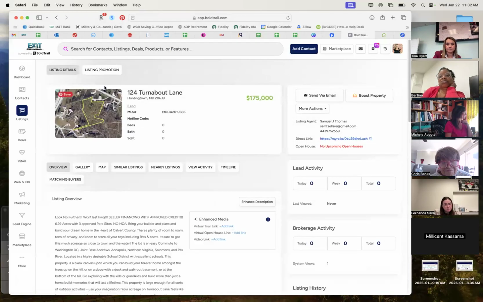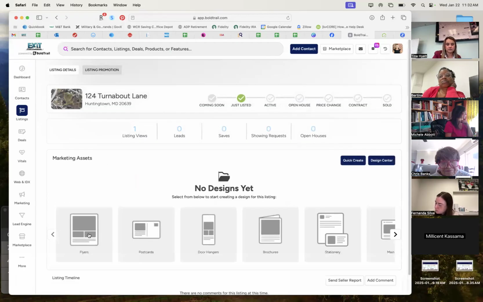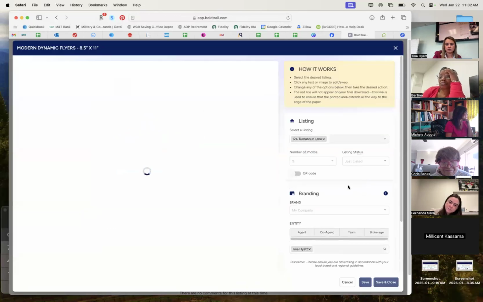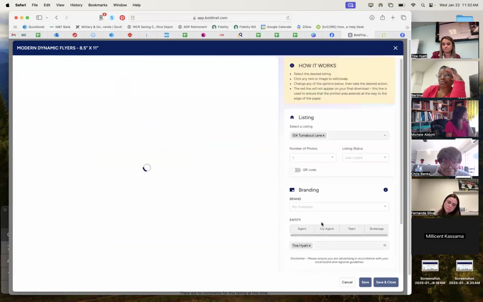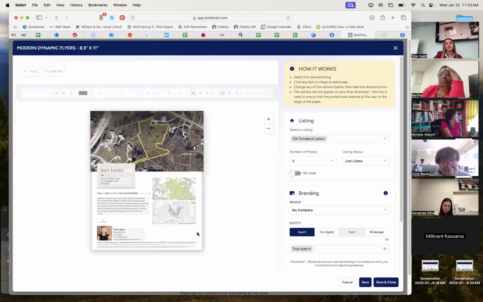So listing promotion, this one's just listed. Flyers, listing promotion. It's going to pull it in based on the photos in the MLS. I can change them out. I can also change the status. So if I just want to create an open house flyer, I can change it to open house and it'll change the verbiage to open house. Eventually. I know. Okay, so there's my flyer.